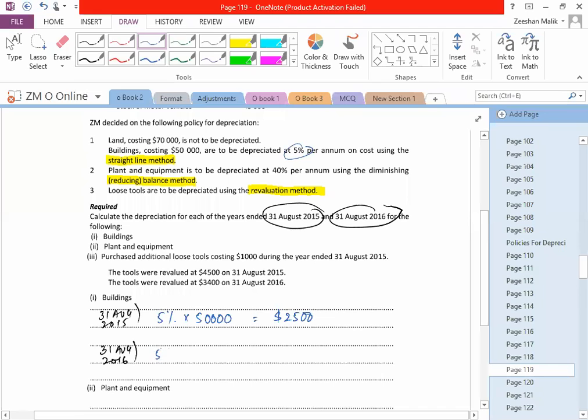This is the straight line method. In the next year, we need to apply the same, and the result will be the same. It is a method where the amount of depreciation will remain the same. Every year the percentage is applied on cost, and every year the same answer.